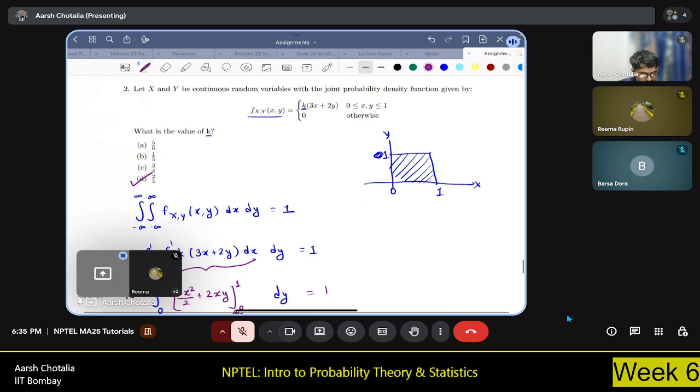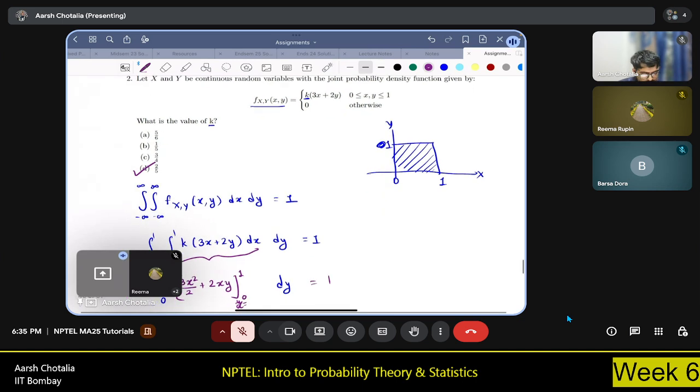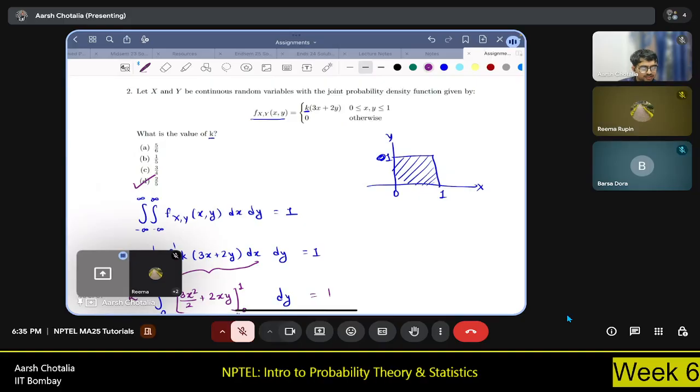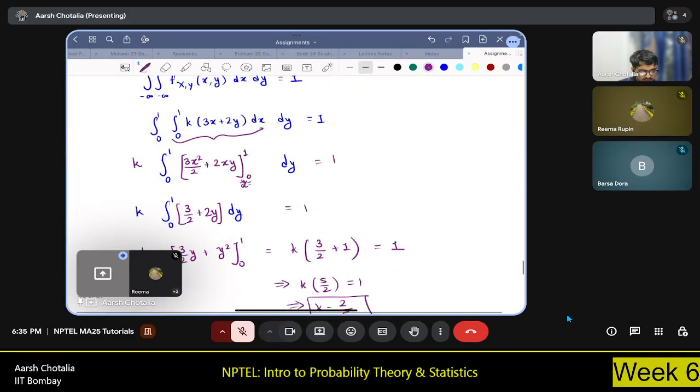For this value of k, we will satisfy the first rule of probability, that the total probability should be equal to 1. So that's the idea.